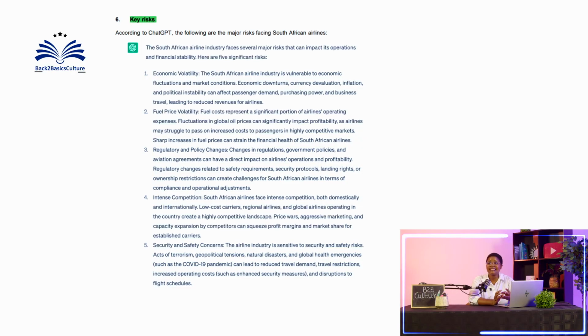The airline industry is sensitive to security and safety risks, as we just mentioned. There are things like geopolitical tensions, natural disasters, and global health emergencies, such as the COVID-19 pandemic. Those lead to reduced travel demand, travel restrictions, increased operating costs, as well as disruptions to flight schedules. So these are also items we need to consider when we think about growth opportunities. Remember, we mentioned that's one of the company's objectives, and one growth opportunity we see is expansion, because they're currently operating in South Africa only, with only 3 destinations, which means there's space for them to grow.